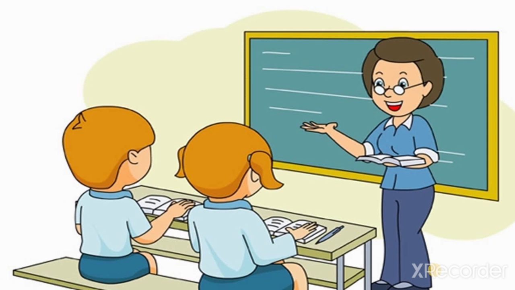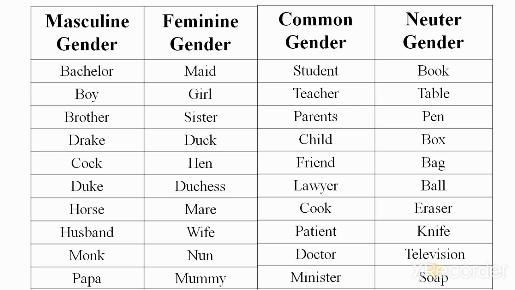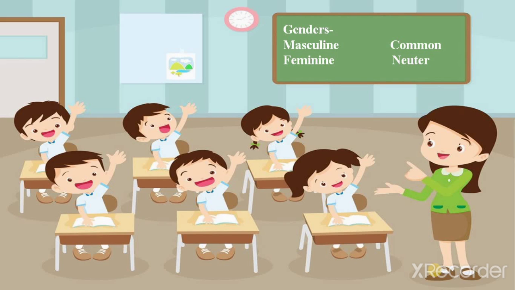Hopefully, you understood all the 4 kinds of gender. Now, I am going to show you a small table of different genders. See the table carefully. The first is of masculine gender. The second one is of feminine gender. The third is of common gender. And the fourth and the last is neuter gender. You would have understood all the kinds of gender after seeing this gender table.